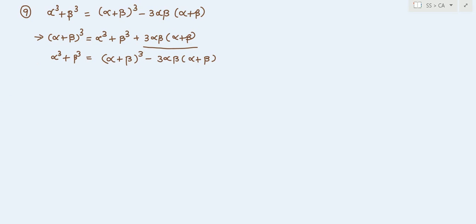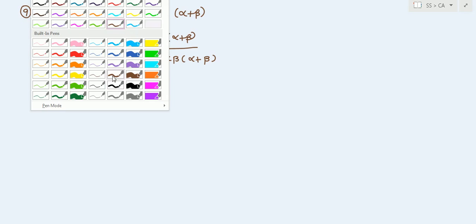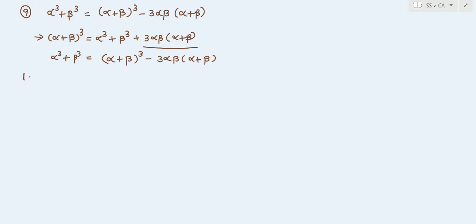ઓકે, સિમિલરલી 10 number is number 10. Okay, 10 number is alpha cube minus beta cube is equal to alpha minus beta whole cube plus 3 alpha beta into alpha plus beta. ઓકે, હવે આને એક્સપાન્ડ નથી કરતો, તમે સમજી શકો કઈ રીતે આપણે લખવું જોઈએ. ઓકે, નાવ 11 નંબર, ક્વેશ્ચન નંબર 11.